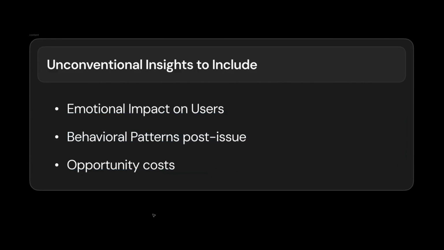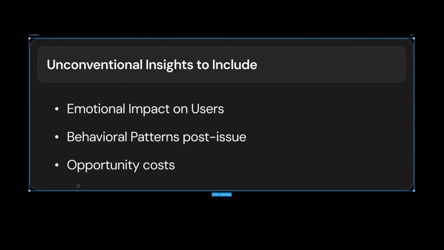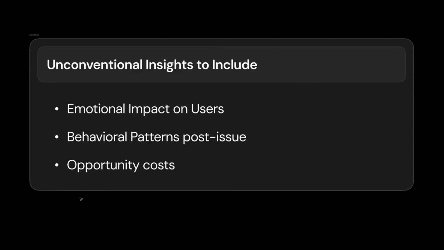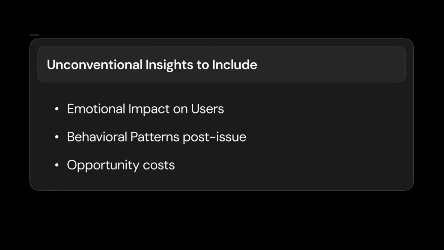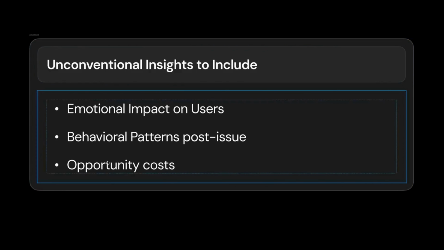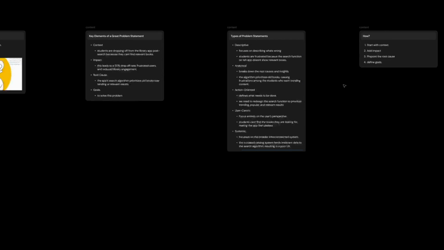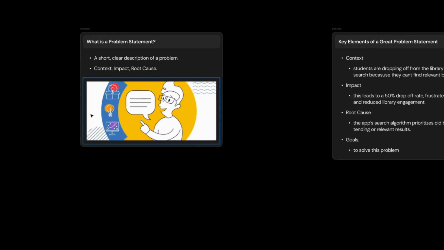Then comes the opportunity costs. While users struggle with the library app, competitors like book discovery platforms are stealing attention. Suppose your app is not doing well, your competitor will find that chance and they'll succeed. Every problem is a chance for someone else to succeed, right? That's what I'm trying to tell. I hope you understood how to break down a problem statement thoroughly.